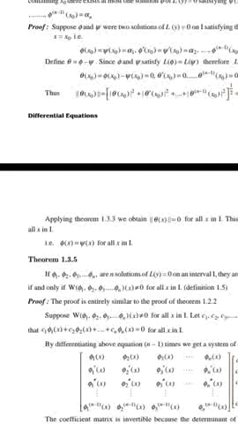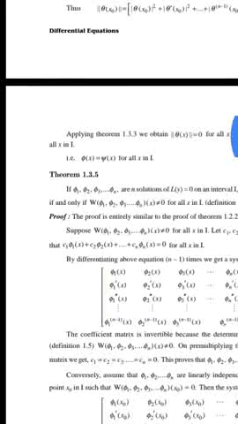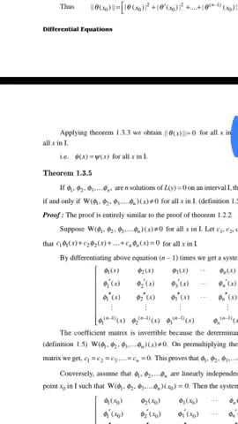Today I will discuss the theorems on the initial value problem for the nth order. If phi1, phi2, phi3, ..., phi n are n solutions of L of y equal to 0 on an interval I, they are linearly independent if and only if the Wronskian of phi1, phi2, ..., phi n of x is not equal to 0 for all x in I. The proof is entirely similar to the proof of the previous theorem.